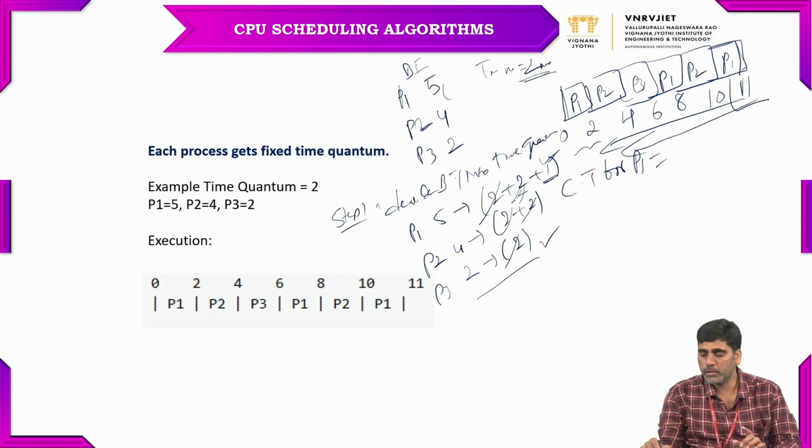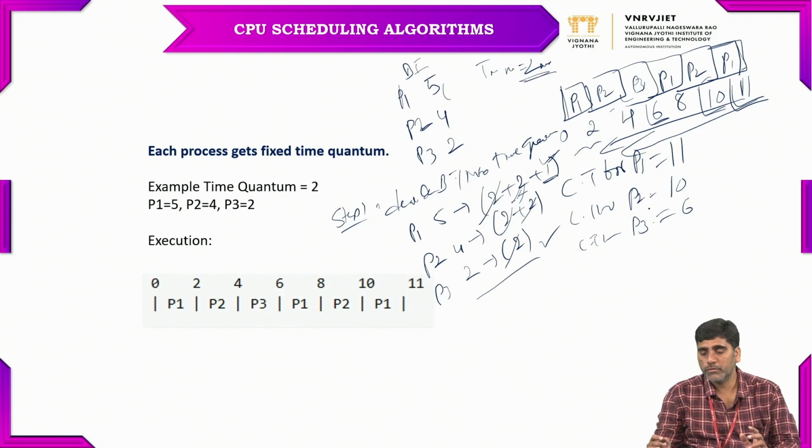So now the P1 completion time is what? 11 milliseconds. And similarly P2, where is it completed? P2 completed here. So the completion time is what? Here. P2 completion time is 10. And similarly P3. P3 utilized only one time, so it occurs here. So 6 milliseconds is the P3 completion time. So now we know the completion time for all the processes P1, P2, P3.